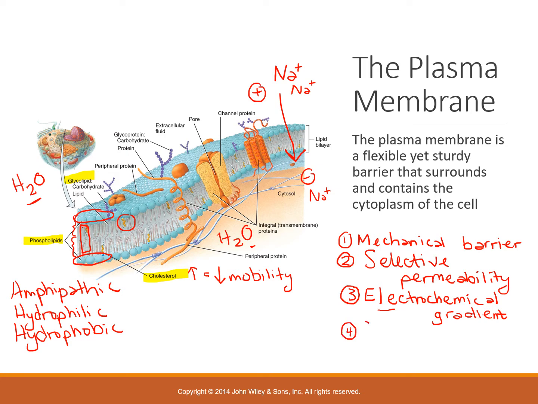The fourth one is communication. This is a big role that the plasma membrane has, communication with other cells. And it does so with these proteins that stick out on the outside of the plasma membrane. It's used a lot in communication with other cells. And the fifth one is cell signaling. And this is very similar to communication.